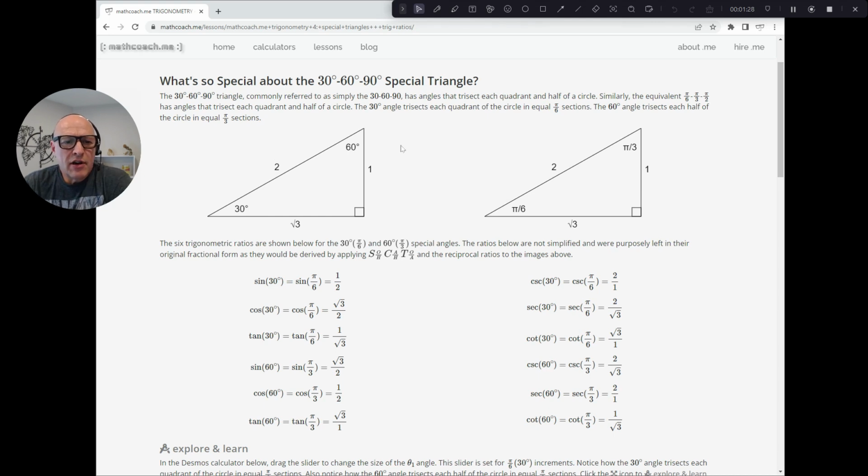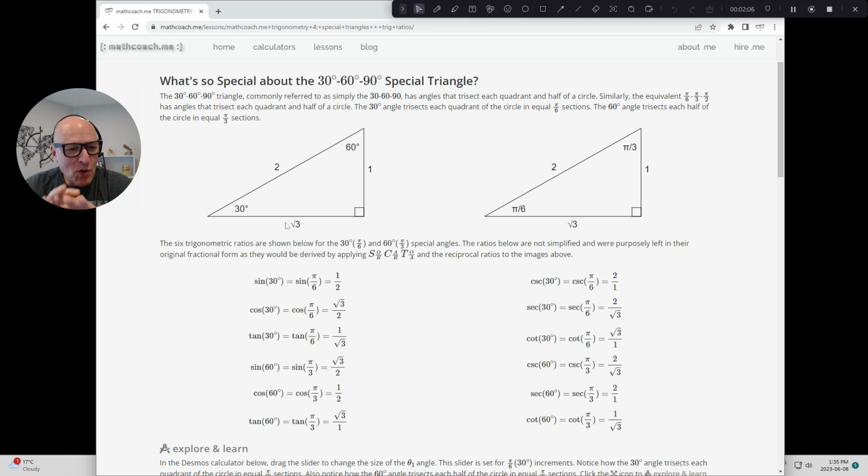So the 30 degree, 60 degree, 90 degree triangle typically is just referred to as the 30, 60, 90 triangle. And we can see the relative sides in this diagram here. So opposite the smallest angle is the smallest side of 1, and then 2 on the hypotenuse opposite the largest angle, the 90, and then root 3 opposite the 60 degree angle. So one way to remember these is 1, 2, root 3. So just count 1, 2, 3. Put a square root on the last one.